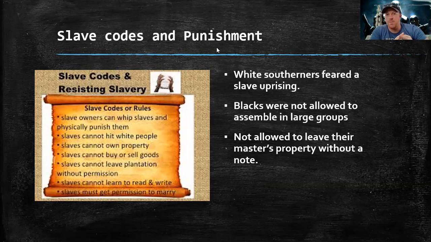Can't learn to read and write, because if you learn how to do that, you're going to read some of the anti-slavery material that's out there. And you must get permission to get married. Now, again, if you got married, your marriage vows would say, "till death or separation do you part," because if your spouse got sold, you would automatically get a divorce. All right.